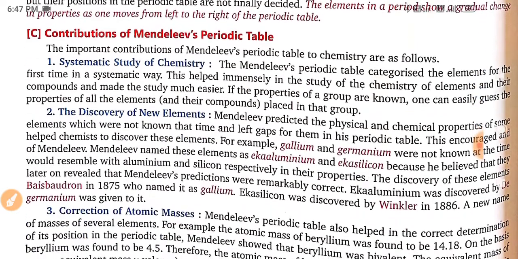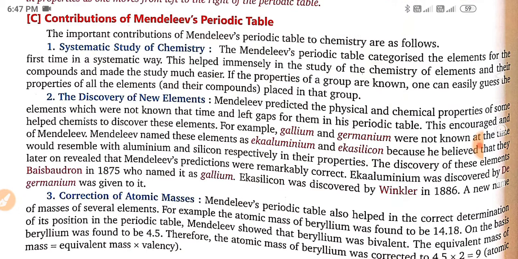So, what was the contribution of Mendeleev's periodic table? That first is systematic study of chemistry. Okay, the chemistry was systematized. So you can see that Mendeleev's periodic table categorized the elements for the first time in a systematic way. Okay, this helped immensely in the study of chemistry of elements and their compounds and made the study much easier.